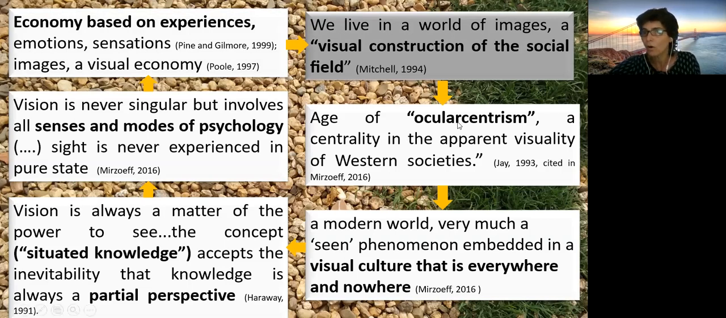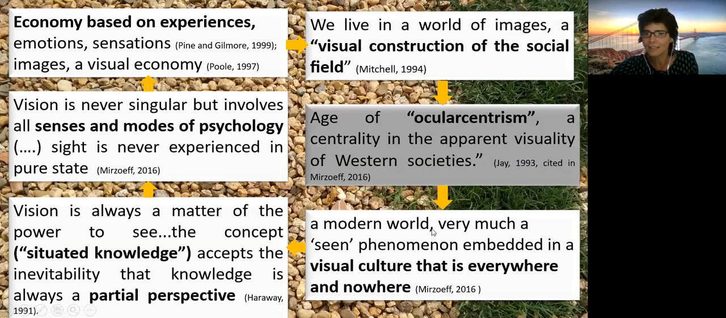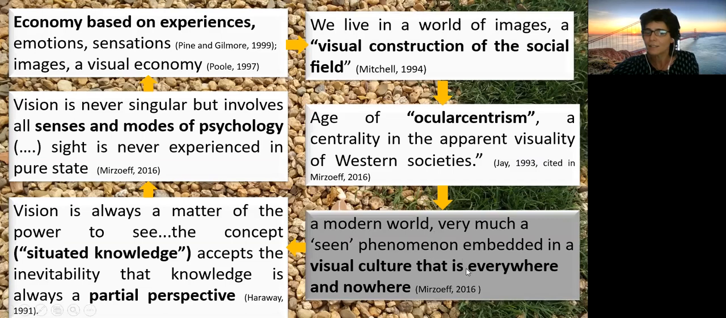And the age of ocularcentrism means that we live in the hegemony of vision as our human sense, as Jay mentioned. And then another thought is from Mirzoeff, who in his book about visual culture mentioned that visual culture is everywhere and nowhere.